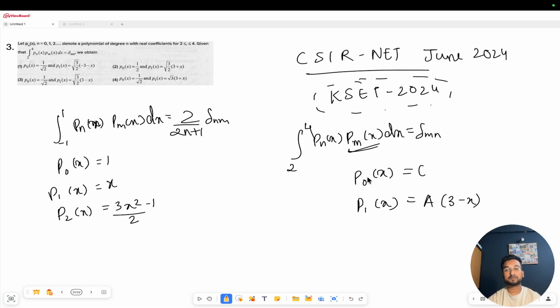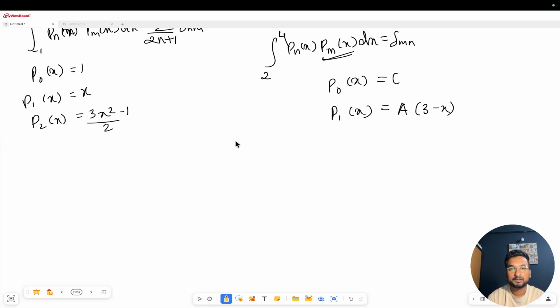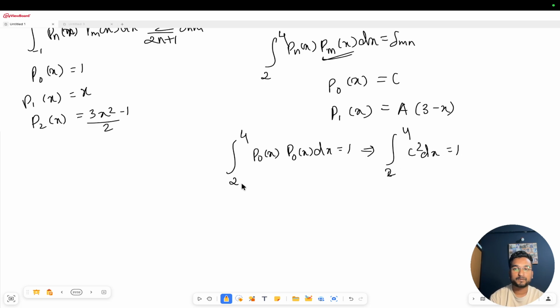So first let us calculate this P0(x). If you put P0(x) in this, what you will get? The integral from 2 to 4 of P0(x) into P0(x) dx equals 1. Solving this, the integral from 2 to 4 of c square dx equals 1. C square is just a constant, and the integration will be c square times x with limits 2 to 4 equals 1. What will be this?